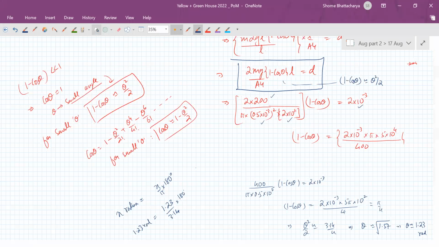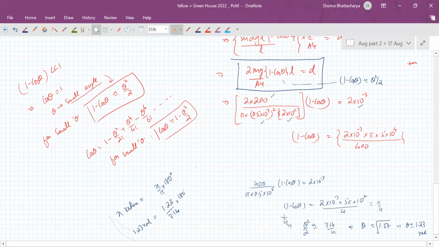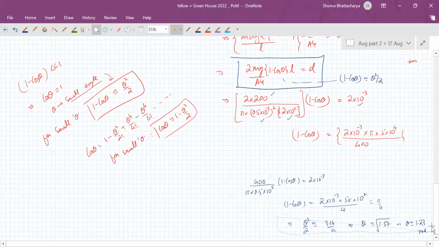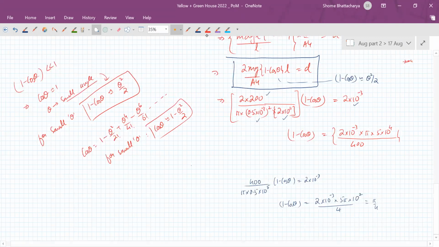Or actually we don't need to use the approximation because the value is not too small. So instead of using the approximation, we'll do the calculation from here now. So this pi by 4 is approximately how much? It is 3.14 divided by 4. So that's nearly 0.8, a little less, 0.78, let's say.